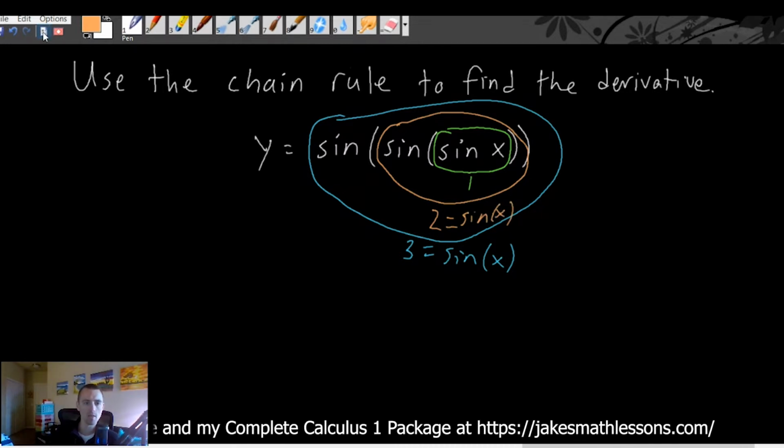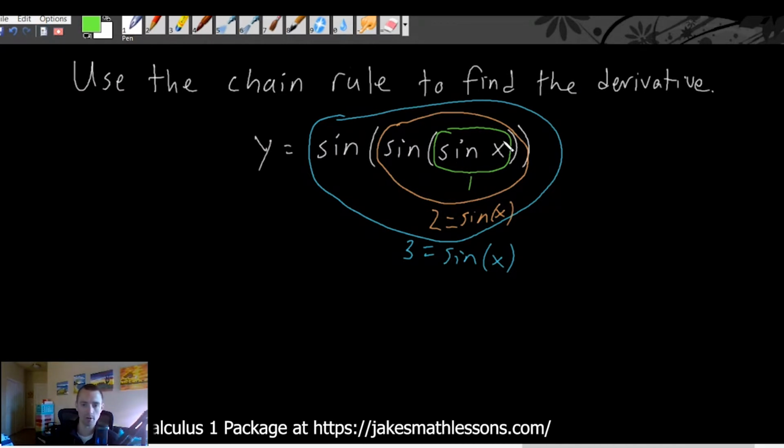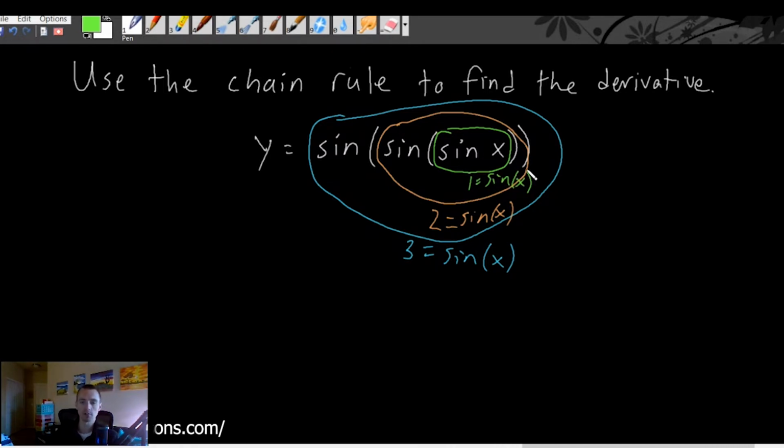And then our innermost function, that's the easiest one. Our innermost function is just everything within this innermost green circle here, which is also sine of x. So basically our inner function is sine of x, our middle function is sine of x, and our outermost function is sine of x.